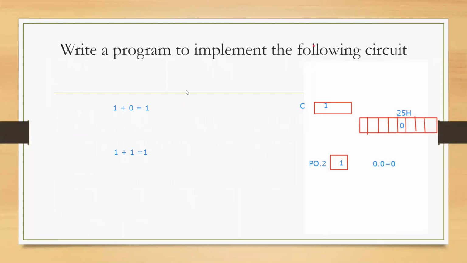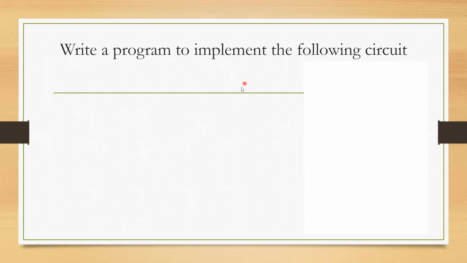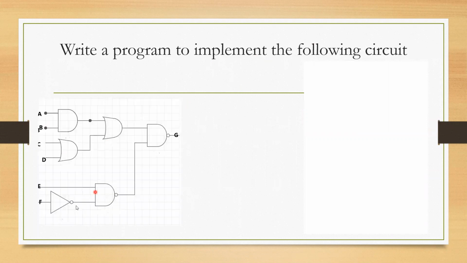So let's see an example. Write a program to implement the following circuit. We have a logic circuit here. We have an OR operation, and a NOT operation. We don't have a NOT instruction; instead, we use the complement operation. The complement operation can be used to get the NOT gate.